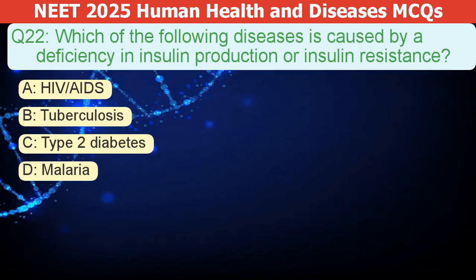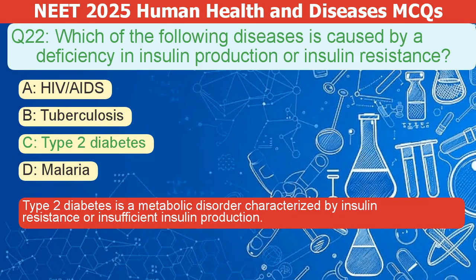Which of the following diseases is caused by a deficiency in insulin production or insulin resistance? A. HIV/AIDS. B. Tuberculosis. C. Type 2 diabetes. D. Malaria. The correct answer is C. Type 2 diabetes is a metabolic disorder characterized by insulin resistance or insufficient insulin production.